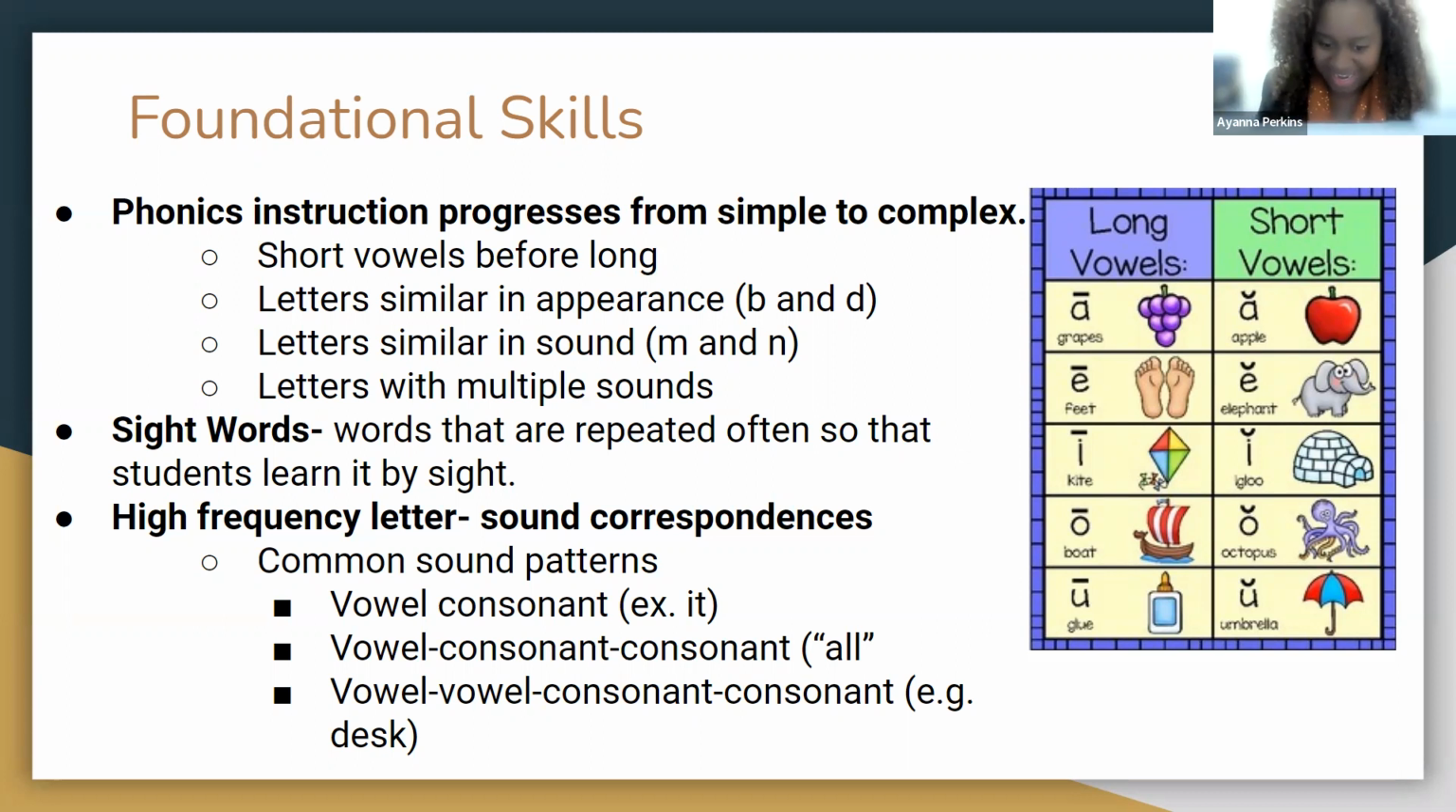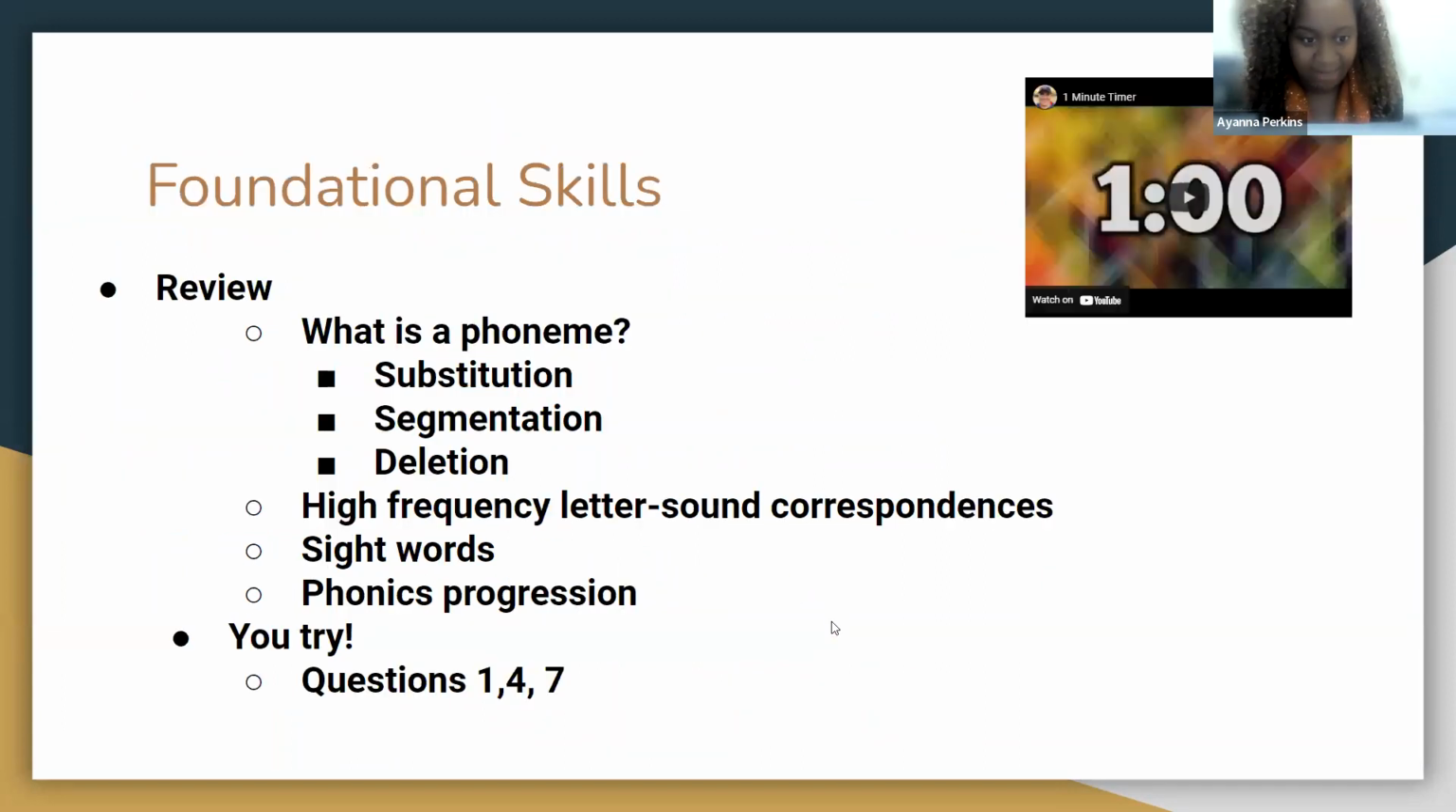Those are the ones where, when they see it, they can sound it out because they've done it before, right? And then what about one that's a little harder to me? Vowel, vowel, consonant, consonant. What's a good example of that? Feel. Okay, great. Yes, vowel, vowel, consonant, consonant. So you all have kind of the idea there.